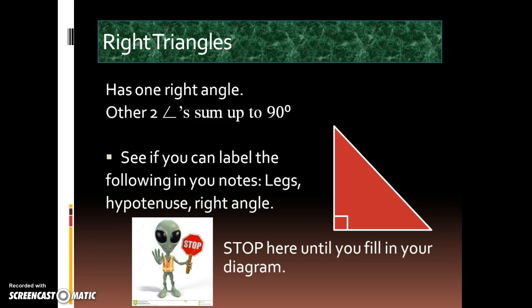Right angles. When a triangle has one right angle, the other two angles sum up to 90 degrees. See if you can label the following in your notes: legs, hypotenuse, and right angle. Stop here until you fill out your diagram.